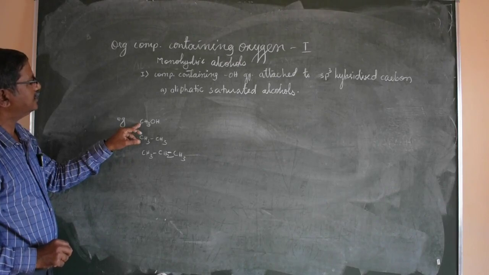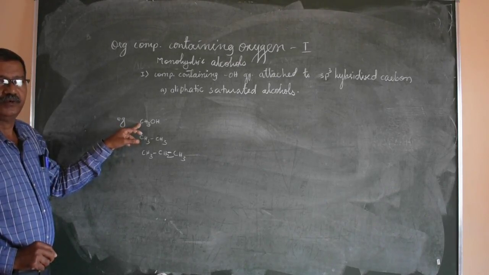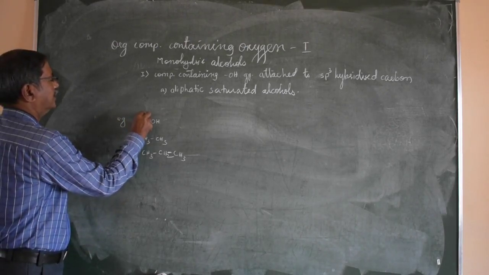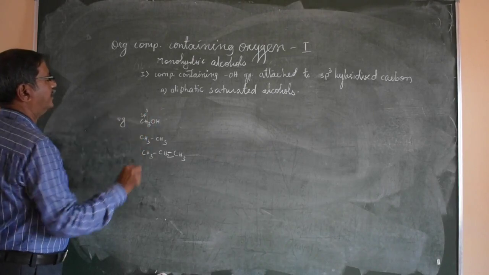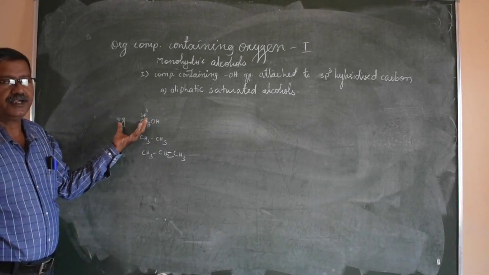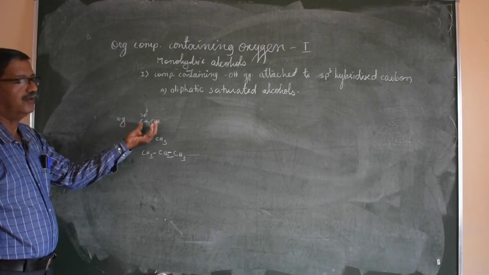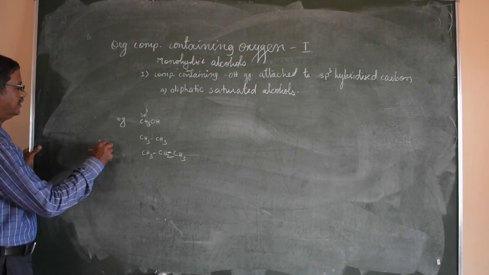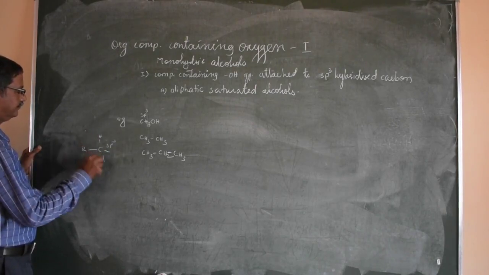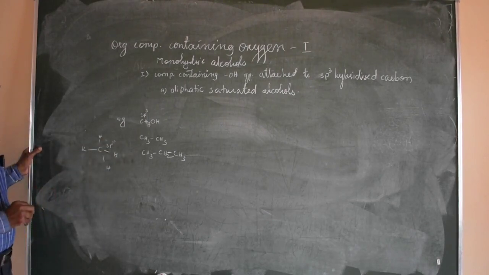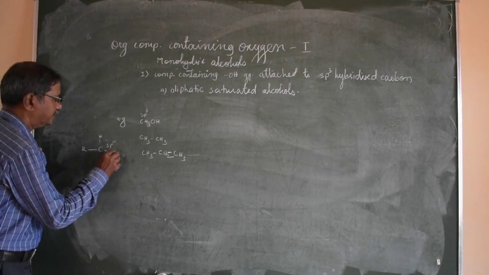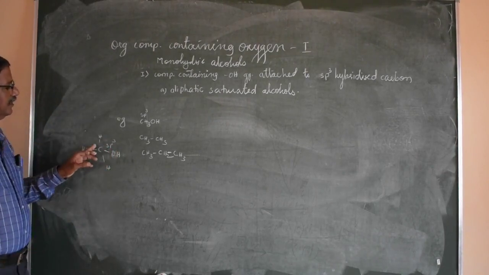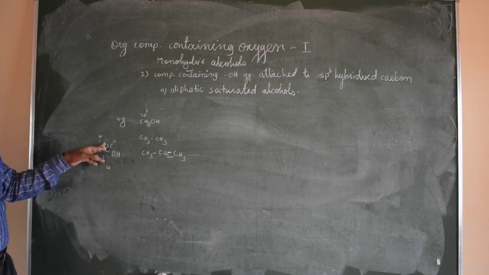As we know, it is saturated when the valency of carbon is completely satisfied, that is, if it is attached to 4 different or 4 identical or maybe different groups. Then we may say CH3, this is sp3. So this carbon is sp3. To this carbon we have OH, so it is OH attached to the sp3 hybridized carbon.